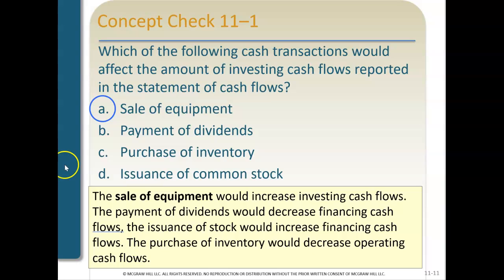We got a little question here. Which of the following cash transactions would affect the amount of investing cash flows? Dividends would be an operating activity, right? Purchase of inventory. Inventory would be a current asset. That would be an operating activity. Issuance of common stock would be a financing activity. So sale of equipment, it's a long-term asset. That's your investing activity.